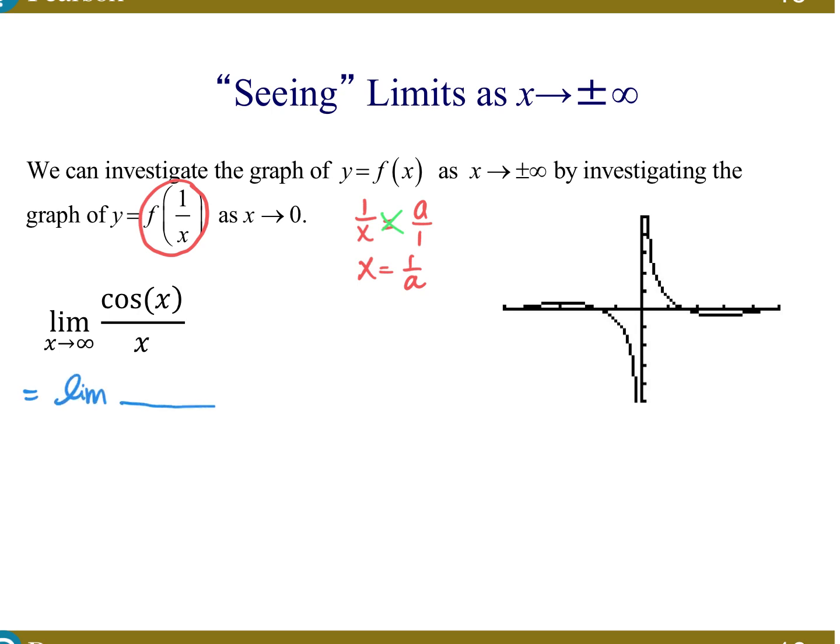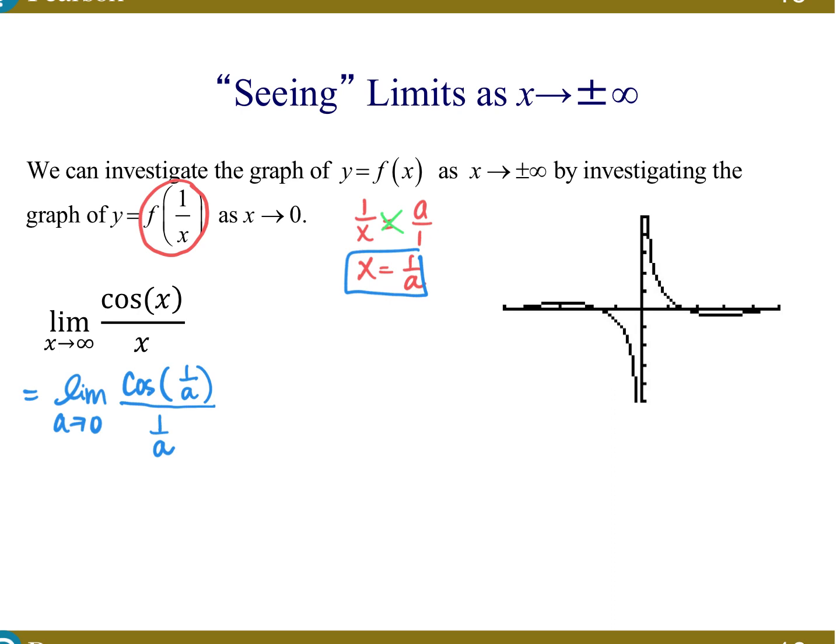So everywhere we see an x, we're going to put 1 over a. So this would be the cosine of 1 over a instead of x. And then the denominator, instead of x, would be 1 over a. And then the limit has to get replaced as well. So if x approaches infinity and x is the same as 1 over a, in other words, if x is getting really, really big, then a is getting really, really small.